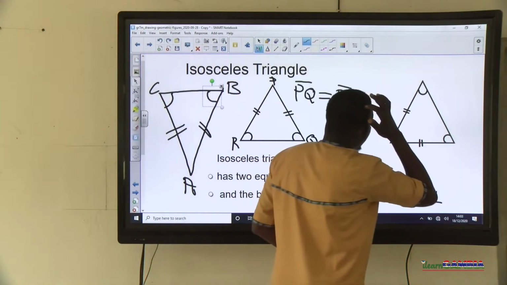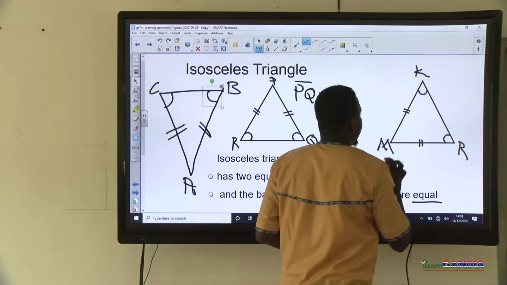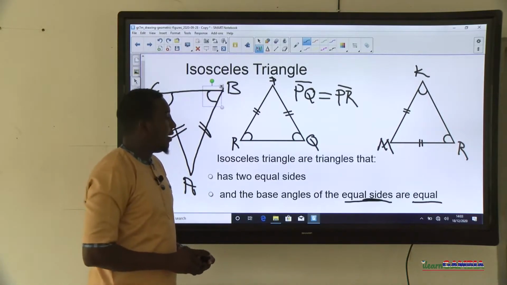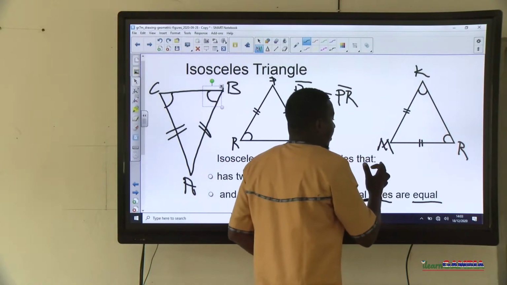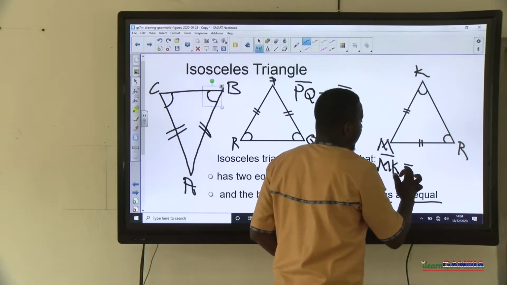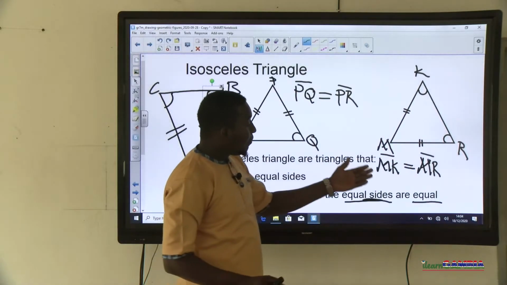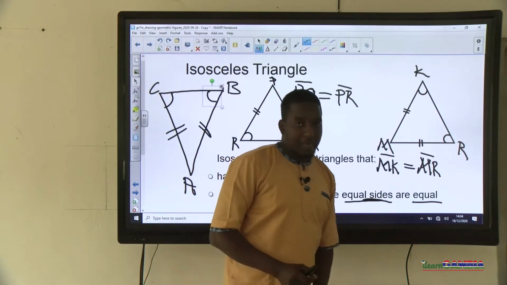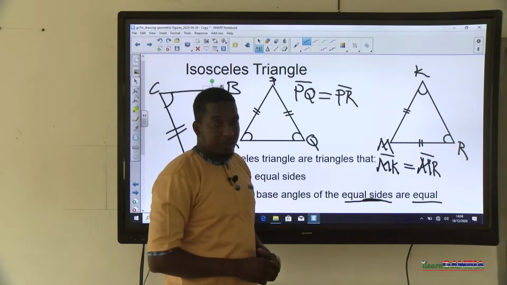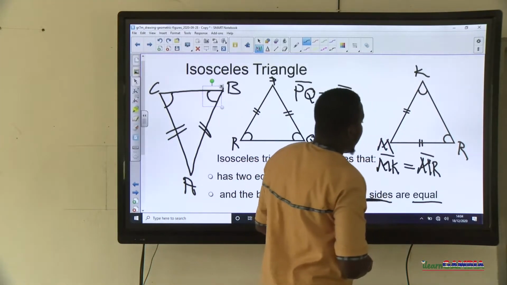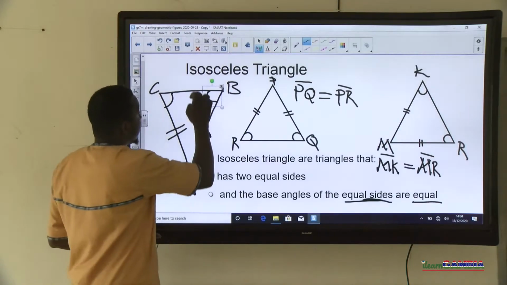We look at the third one here. Let's say this other one is triangle KRM. Again here, if we observe, it is given to us that line MK is equal to line MR. Once we are able to establish that line MK is equal to line MR, then we can conclude that the base angles of lines MK and MR are also equal. So since the base angles are equal, then we can classify that triangle as an isosceles triangle.